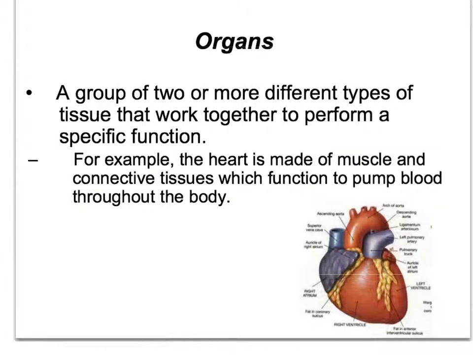Next is organs, and an organ is a group of two or more different types of tissue that work together to perform a specific function. So for example, the heart is made of muscle and connective tissue, and it functions to pump blood throughout the body, so the heart is an organ. Other organs you may know are liver, kidney, lungs, your eyes, your stomach, your intestines, so those are all organs.